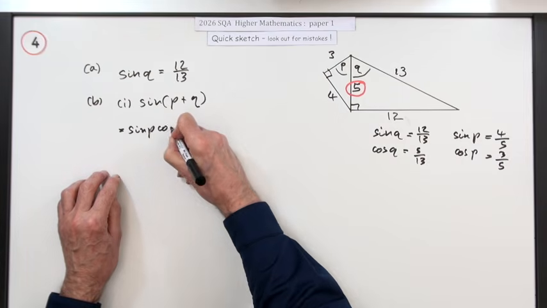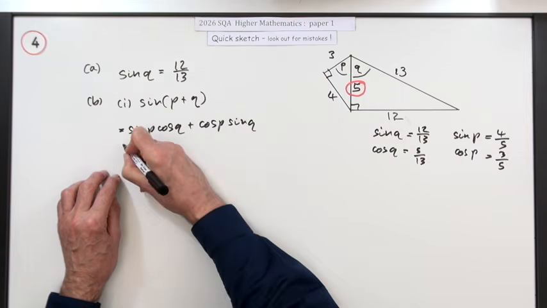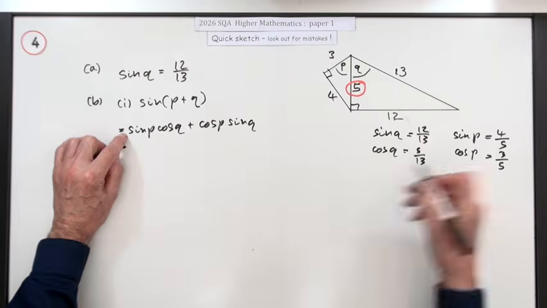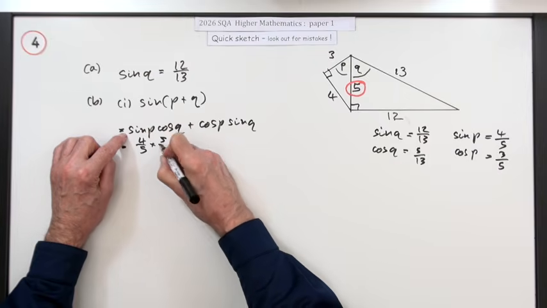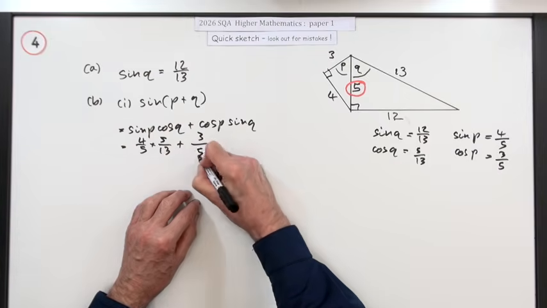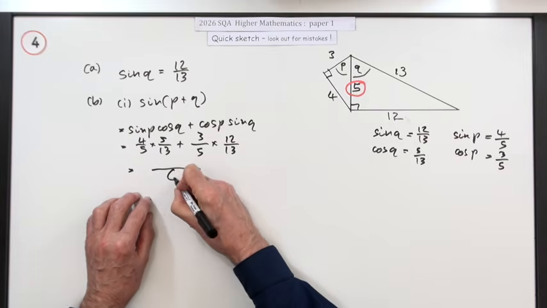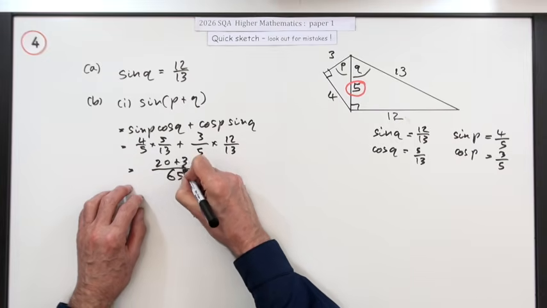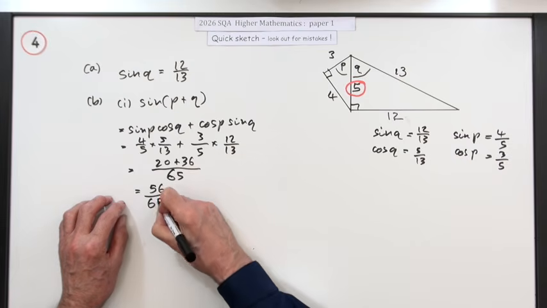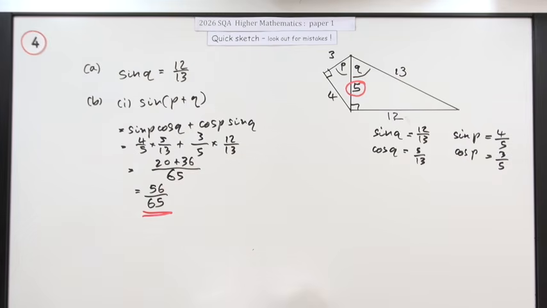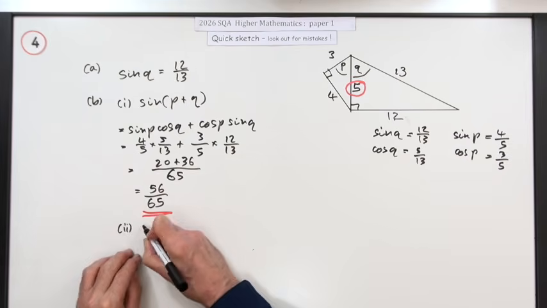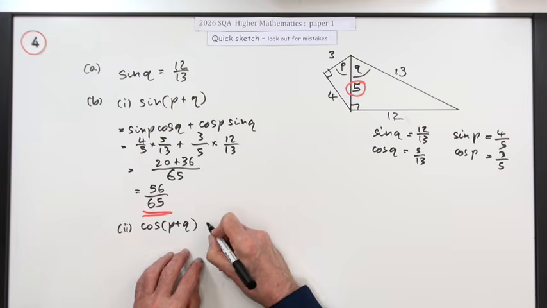Then, either remember that or copy it down from the front, and then just transfer the 4 of those over, the sine of p and the cos of q, and then they switch over, the cos of p and the sine of q. You've got a common denominator there of 65. There's a 20, there's a 36, so 56 over 65. That's the first bit.